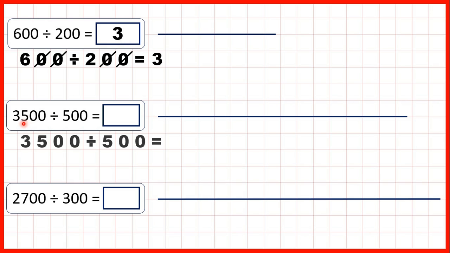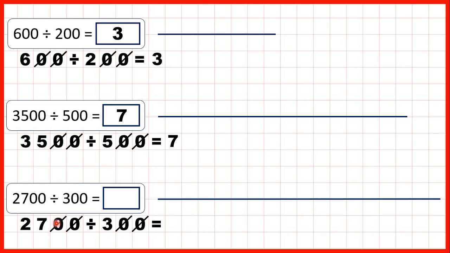Now let's try 3,500 divided by 500. We have two end zeros in both the dividend and the divisor, so we can cancel those end zeros, and 35 divided by 5 is 7, so that means that 3,500 divided by 500 must also be 7. Now we have 2,700 divided by 300. We can cancel our end zeros, and 27 divided by 3 is 9, so that's our answer.